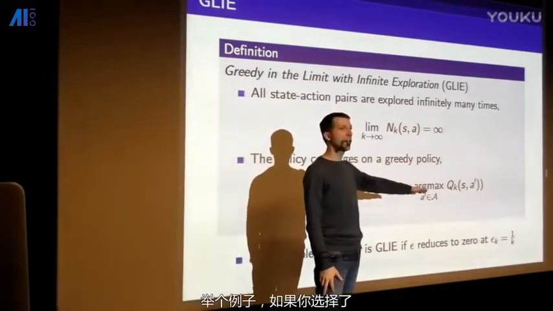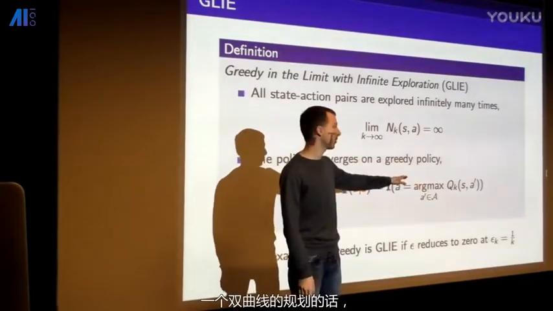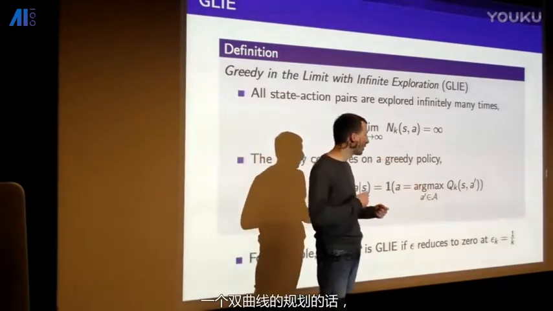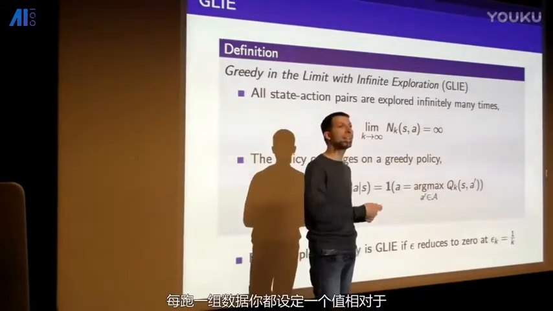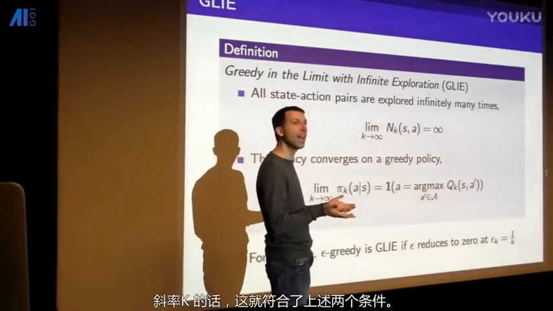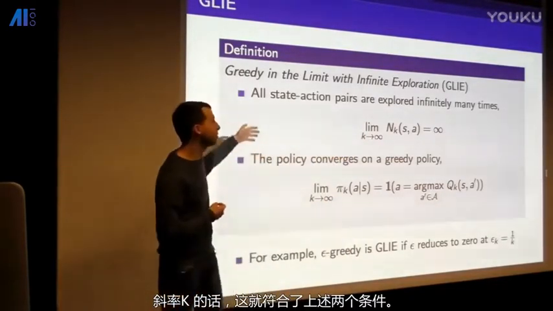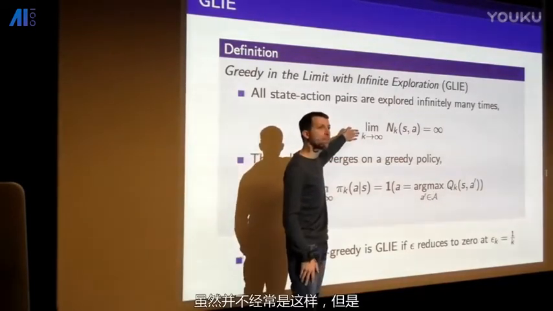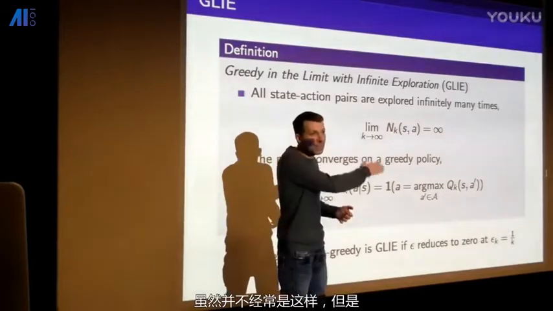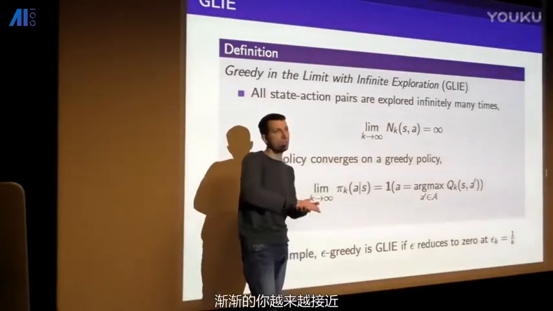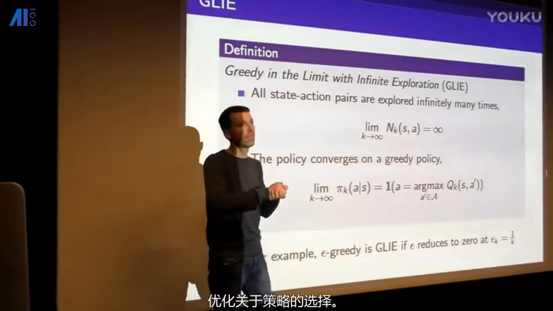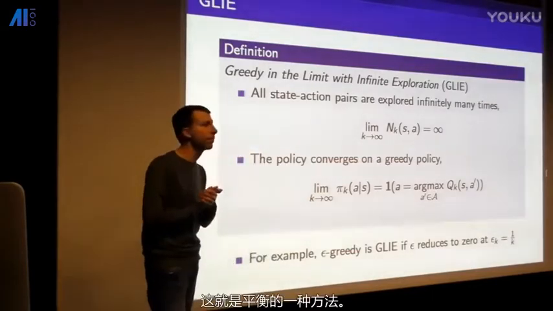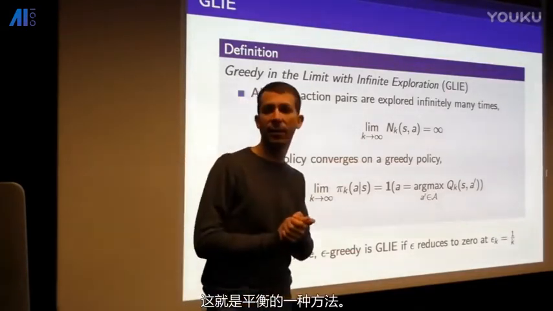So for example, if you choose a hyperbolic schedule, on the kth episode you set your epsilon to, say, 1 over k. That satisfies these two properties. You will see everything infinitely often, but asymptotically you become closer and closer to the greedy policy. Okay, so that's one way to balance things.